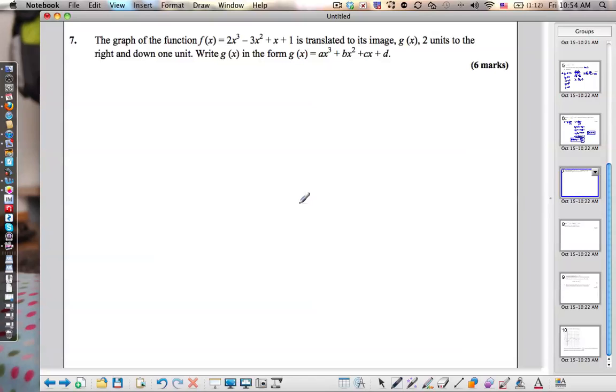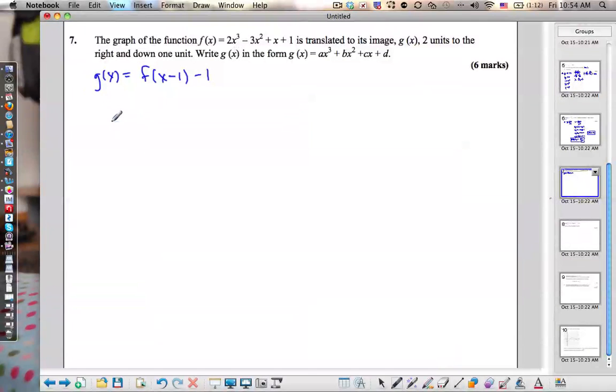Alright, here's number 7 and 8 from your algebra exam. This function f of x is translated to g of x, which is exactly 2 units to the right and 1 unit down. So g of x is equal to f of x that's been shifted to the right 1 and down 1.